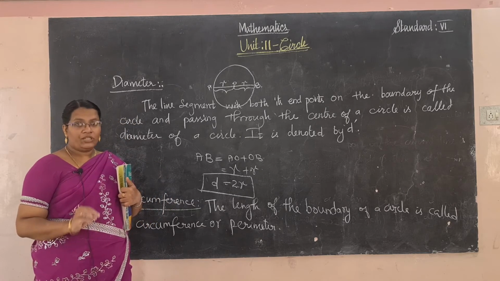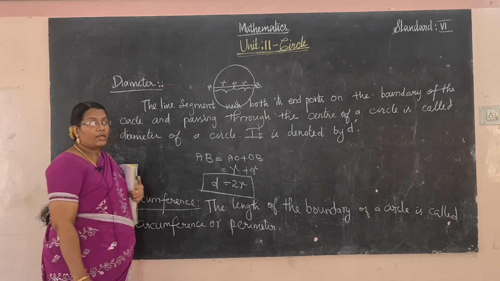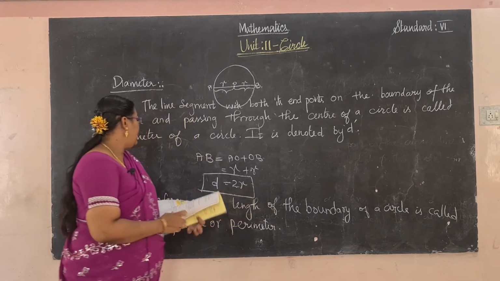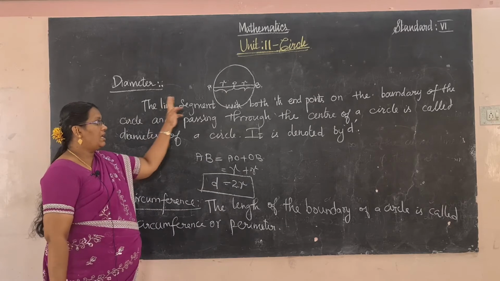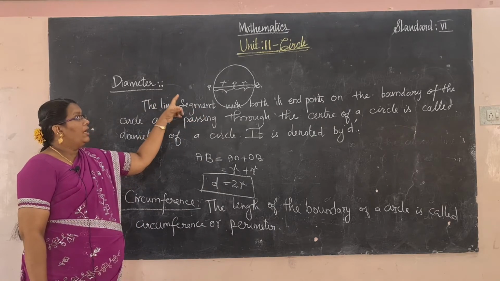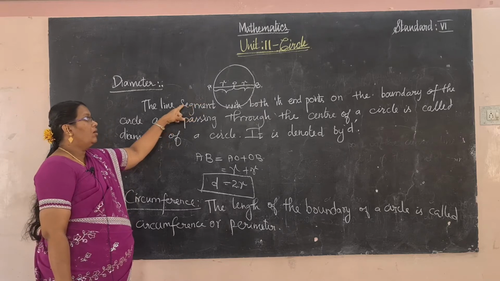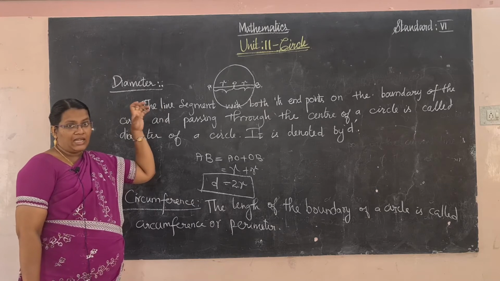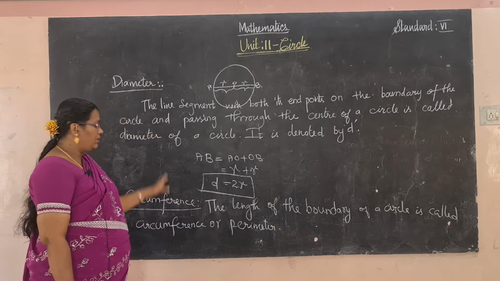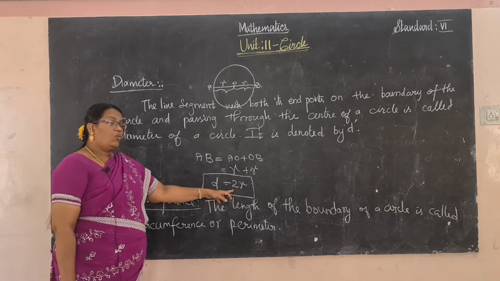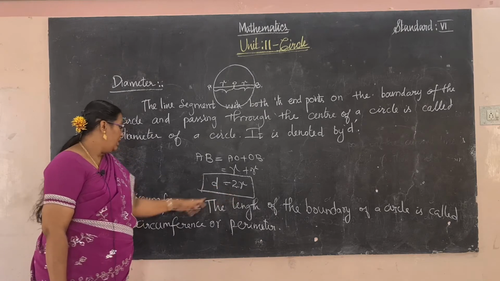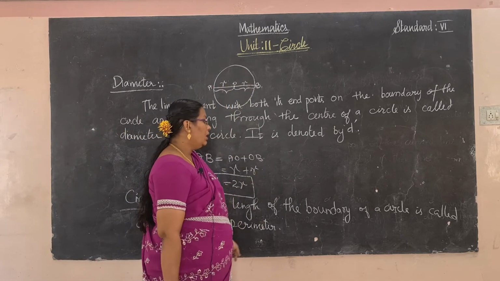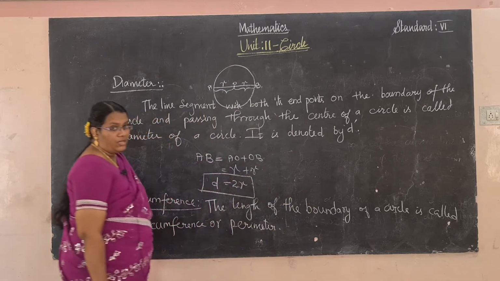Another name for the perimeter is circumference. Next one, chord. Very clear, diameter and circumference. Diameter means the line segment with both of its ends on the boundary of the circle and which also passes through the center. It is called the diameter. Diameter is equal to twice the radius. Circumference means the length of the boundary, called the circumference or perimeter.